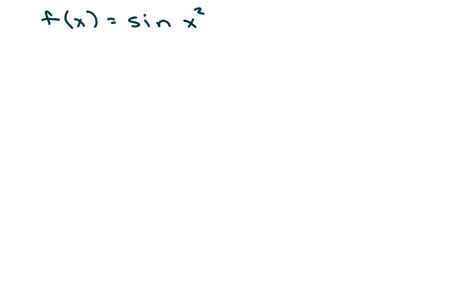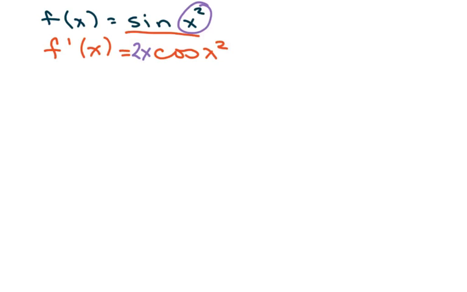Now we get into the trig functions. So this one is sine of x squared. When you take the derivative, we know the derivative of sine is cosine. So the first thing I want to do is take the derivative of sine. That's going to be cosine of x squared. Then you take the derivative of your inner function, which is 2x. I'm going to go ahead and put him in front.